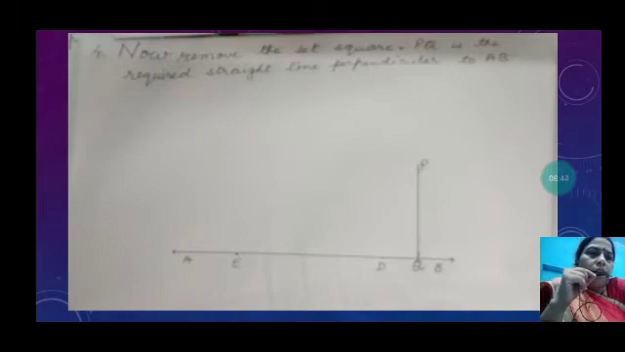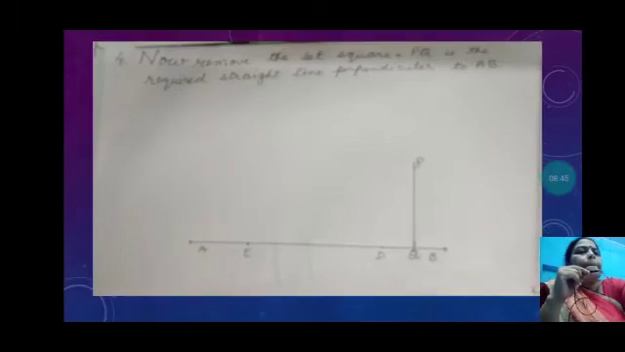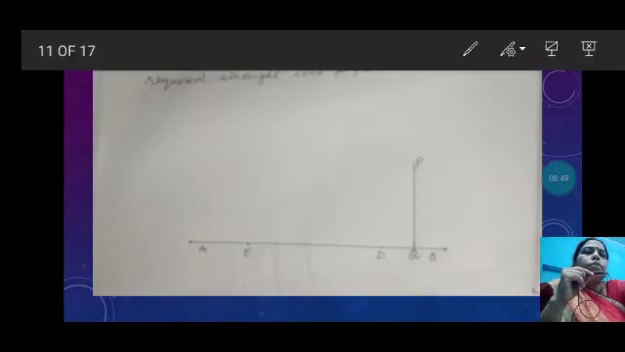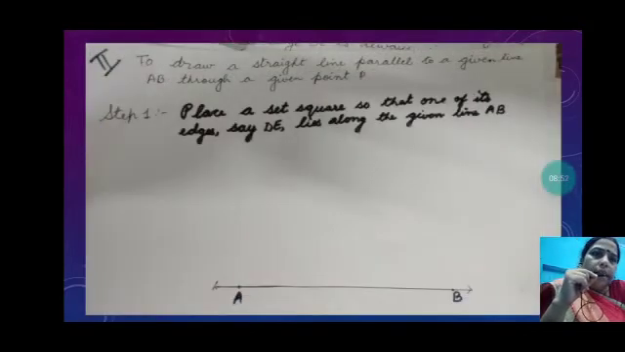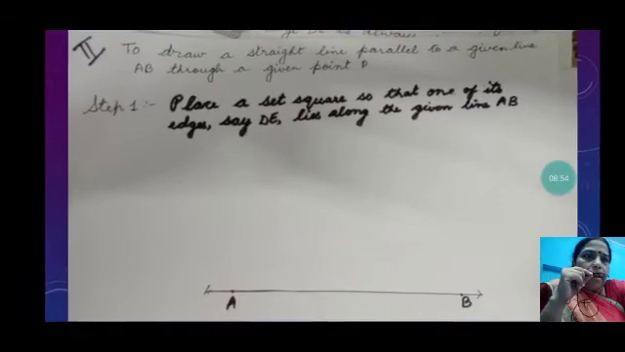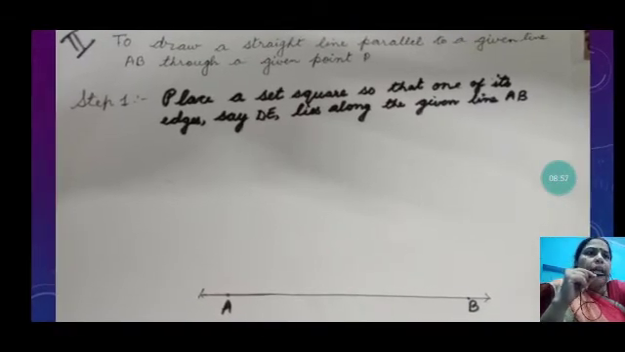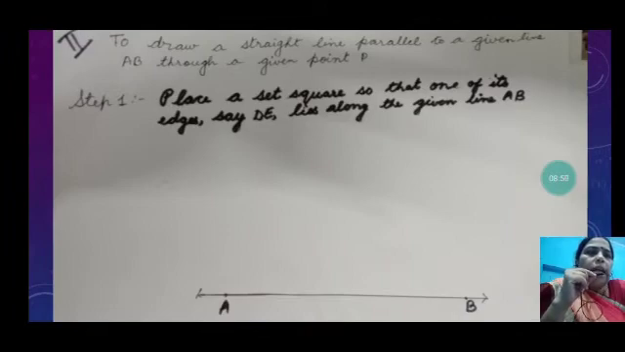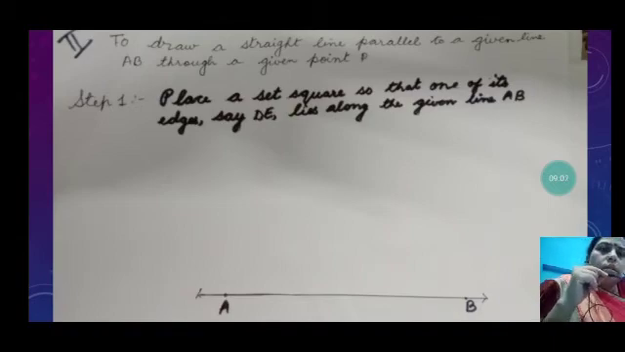Now we will learn how to construct parallel lines. The next one is to draw a straight line parallel to a given line AB through a point P. So you have to draw a parallel line to the given line AB through the point P. Let us see how we will do it. First you have to draw a straight line AB.